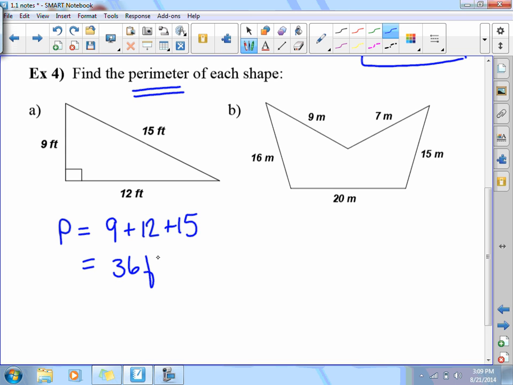Remember, the label for perimeter is just the units. We don't square it or cube it because it's not area and it's not volume. So it's just 36 feet.